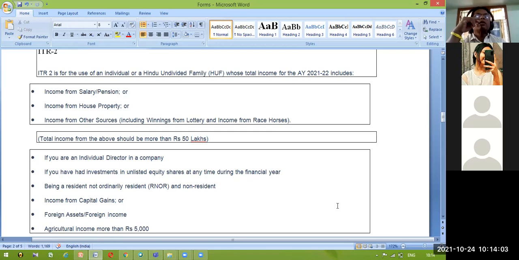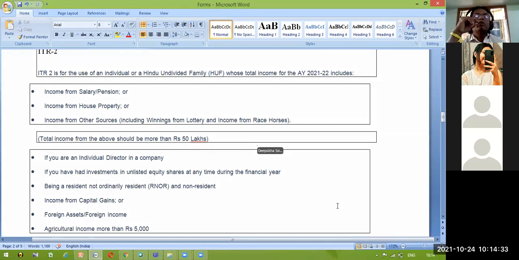They are coming to ITR 2, and an individual also coming to ITR 2, whose income for the assessment year is coming from salary and pension. You should know the difference and similarities between different ITR forms. See, in ITR 1 also, income from salary and pension was there. In ITR 1, income from one house property was there, but here they have said income from house property means if you have more house properties also, it will be coming to ITR 2.